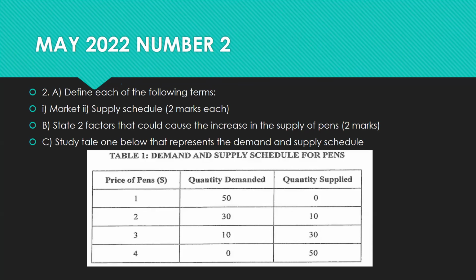And which one has the largest shortage, where there isn't enough goods to satisfy demand? 1. At price 1, demand is 50, but there is no quantity supplied, which will leave persons wanting.